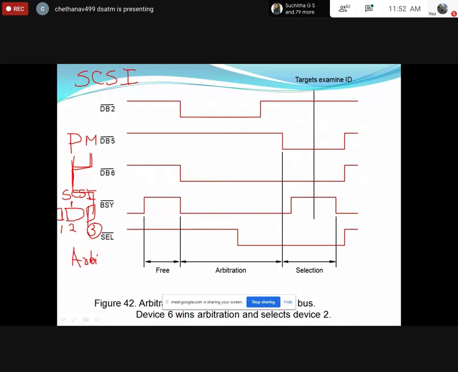And here we are able to see how the process is done. See, here we have data bus 2 for device 2, data bus 5 for device 5, data bus 6 for device 6. You are able to see device number 2, device number 5, device number 6 all want to transmit the data. But now, who will actually win? Obviously, even though disk 2 wants the data to be transmitted, device number 6 will win the match, isn't it? Disk number 6 will win the match. That is why it will get the data bus.